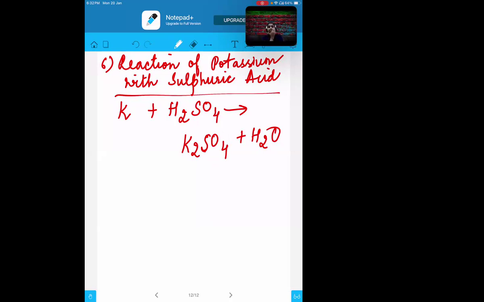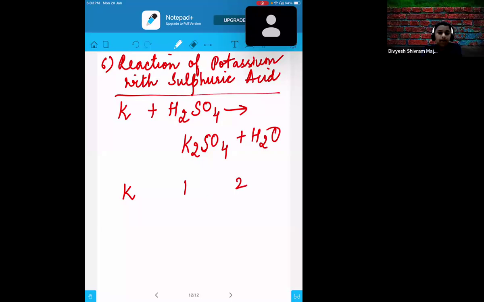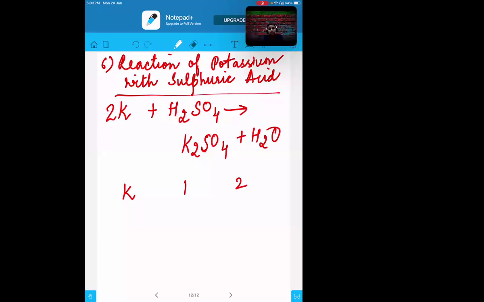Now, is this a balanced equation? No, ma'am. What is the number of K on the left hand side? One. And on the right hand side? Two. So what should we do now? Ma'am, we have to make 2K. Correct, 2K actually. Not K2. Don't make it K2.